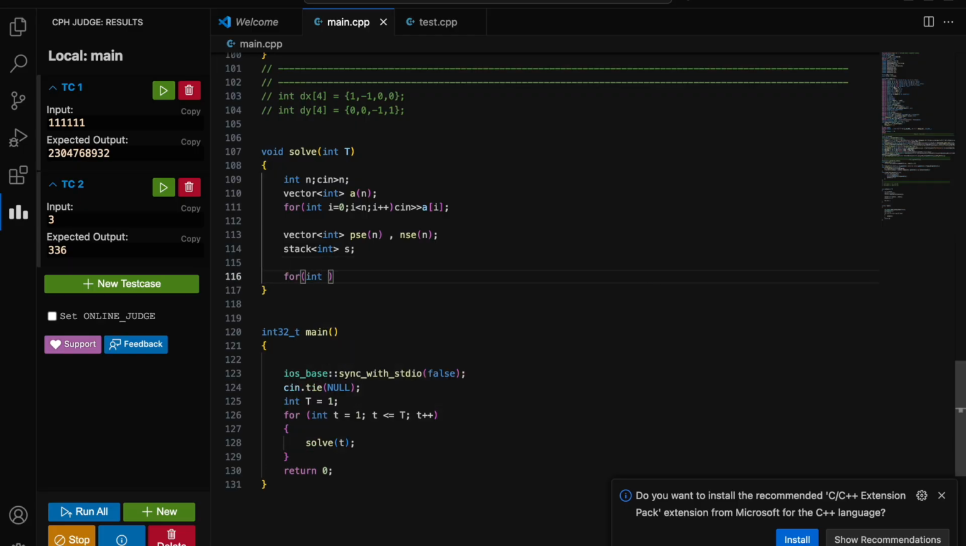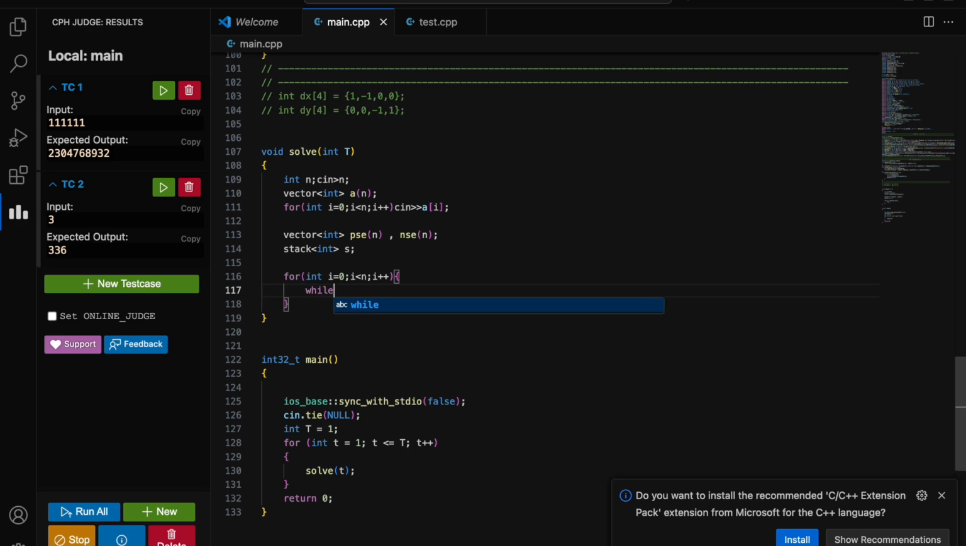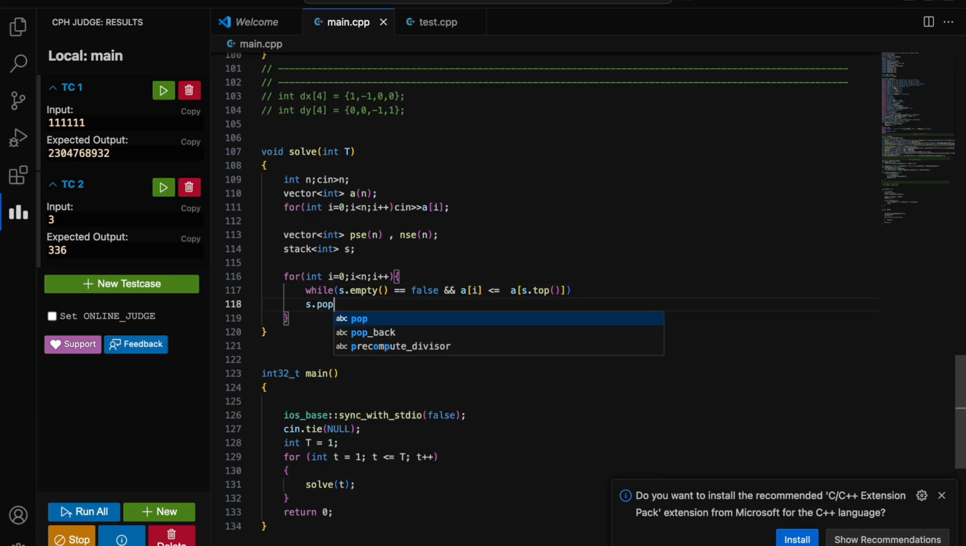Now we are writing the code to find the previous smaller element, for i less than n, i plus plus. While, as we have written in the pseudocode for PSE, s.empty is equal to false and a of i is less than or equal to a of s.top, till then we would be doing s.pop. Till then we would be popping the elements.